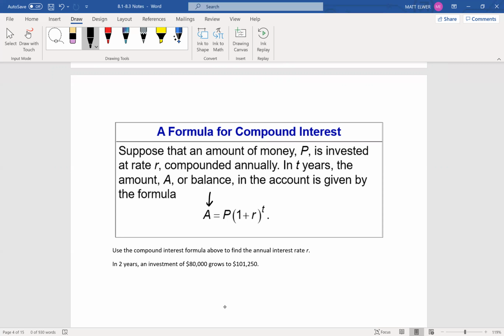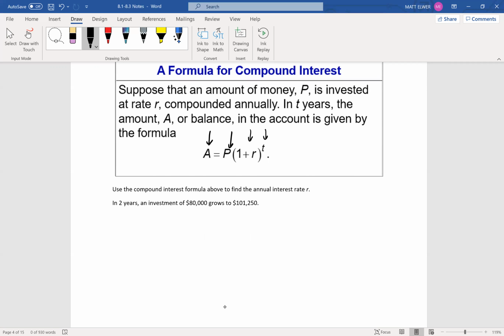So this is the amount after some amount of years. The P is just the original amount that we put into the bank account. And then the 1 plus R is just our interest rate, right? And then T is just how many years it's been in that bank, right? So the question says, use the compound interest formula above, so this formula right here, to find the interest rate R. So the first thing before I even read the question is I know that I'm solving for R here, right? Since I'm solving for R, that means I have to know what A is equal to, what P is equal to, and what T is equal to, right? I have to know those because I'm solving for R, okay?